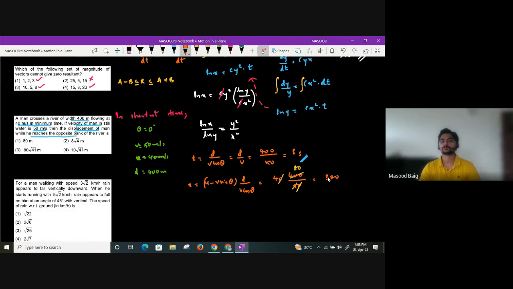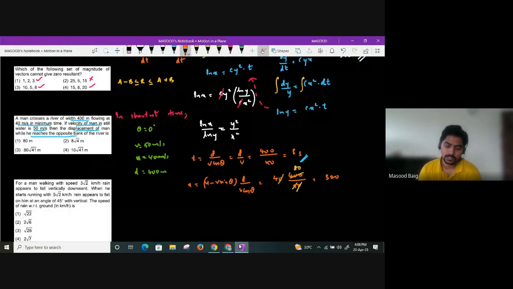Clear, all of you? Just check if I have done anything wrong. V value is how much? 50 only, no? D is 400. u is 40. 40 by 50 we got, 4 by 5 we'll get. Then the displacement of the man when he reaches the opposite bank, they have asked.